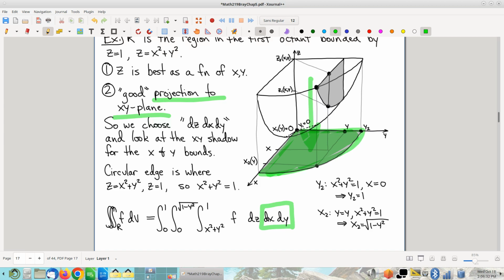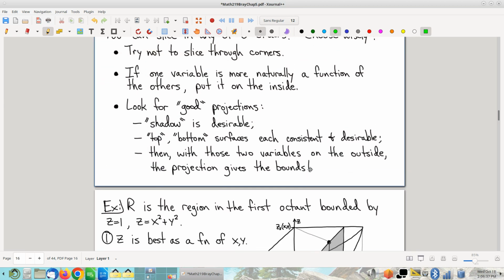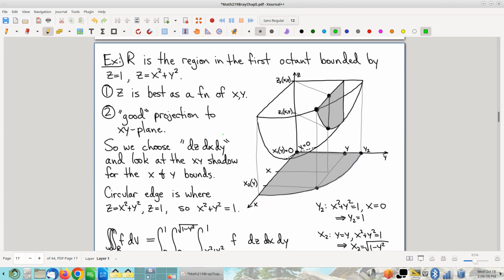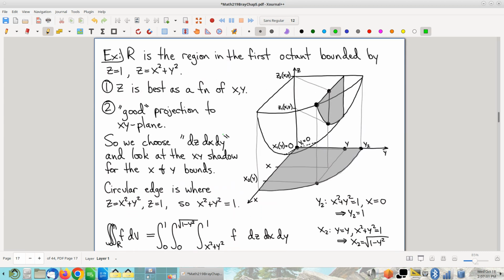Okay, so what makes this a good projection? I've got to come back up here and think through the steps. It says here, first thing, the shadow needs to be desirable. And what I mean by desirable is it needs to be not that bad. Whatever shape that is, you're going to have to do an integral on it, and you don't want that to be weird. So a quarter disk, all else being equal, I'd prefer a rectangle, but it's not that bad in the big scheme of things.